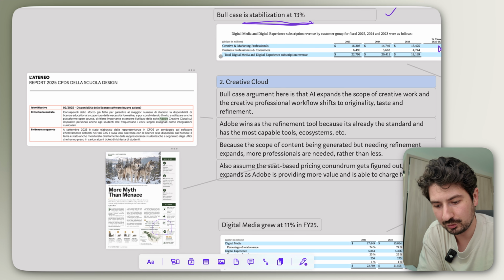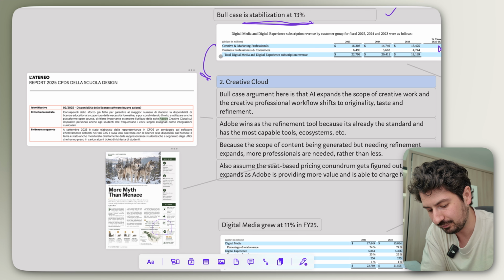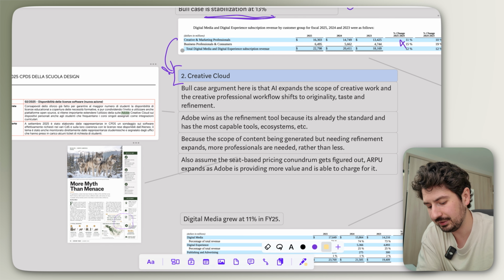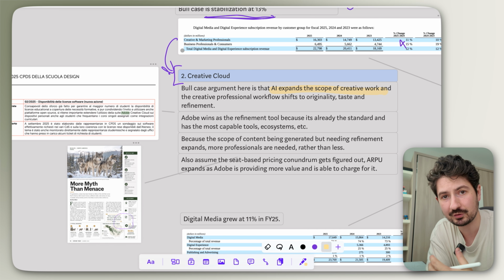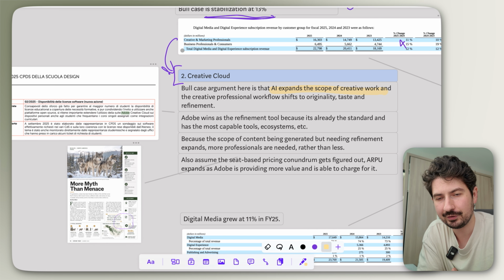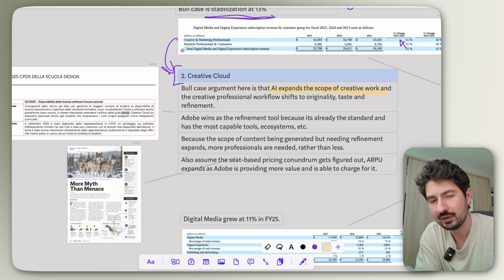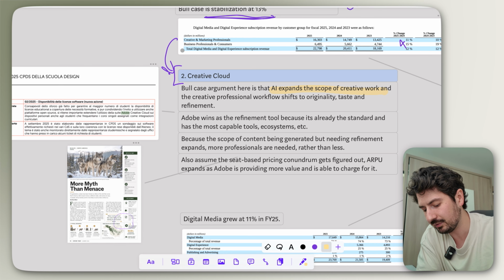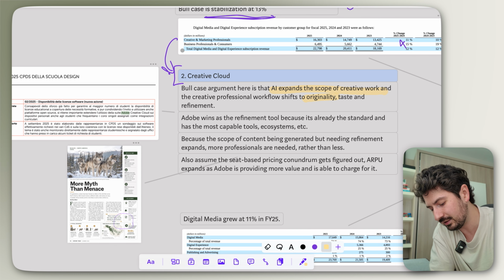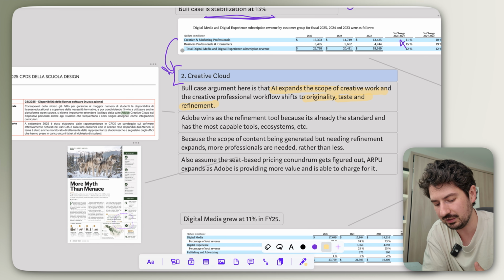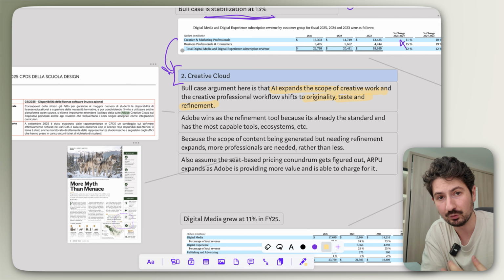The second group we'll look at is the creative and marketing professionals, of which one part of that is the Creative Cloud. So like we already talked about, the bull case here is that AI is expanding the scope of creative work. Now, in that scenario, AI must be really, really good. So the value of the creative professional isn't going to come from the tools that they use, but rather it's going to come from their originality, their taste, and their ability to refine a creative vision into a real piece that people want to consume.